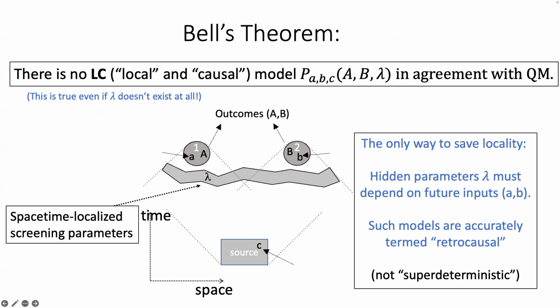It's not by giving up reality. It's by saying that whatever is happening in here has to depend, in really a causal sense, on how I choose this setting A here in the future and how I choose this setting B here in the future. So if the hidden parameters depend on the future inputs, and it's not no future input dependence, that's what NFID is. It's future input dependence. Now the future matters in a sense.